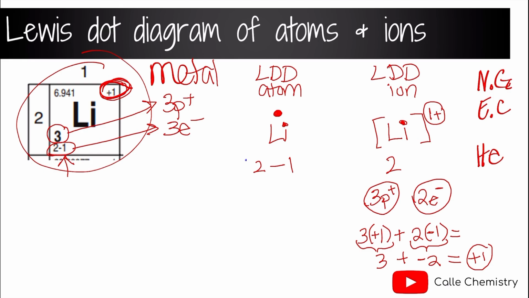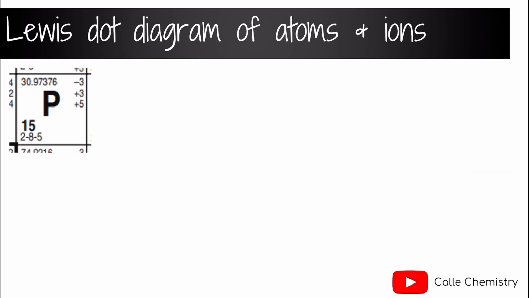So from here, from the atom to the ion, what happened is that lithium lost 1 electron. And now it has a noble gas electron configuration like helium. Okay? Let's look at another example.